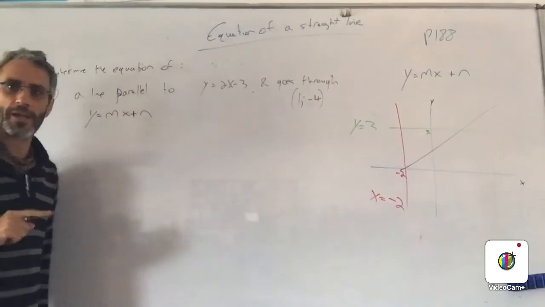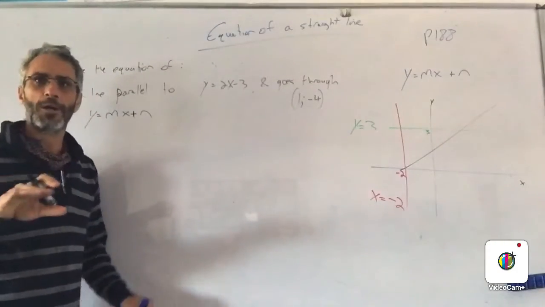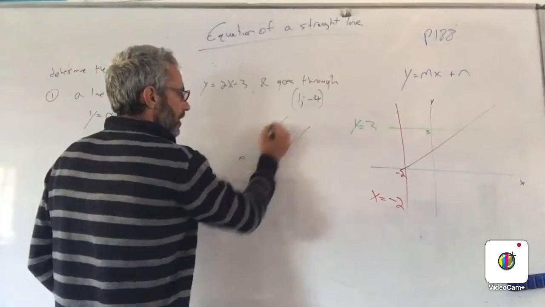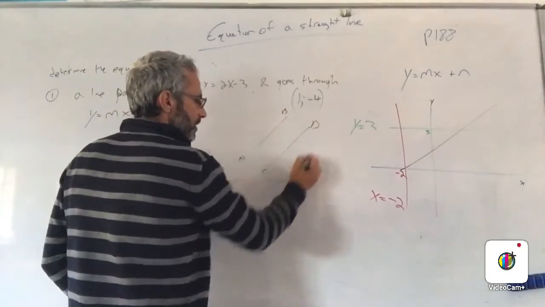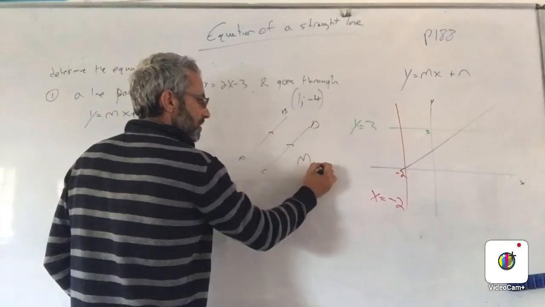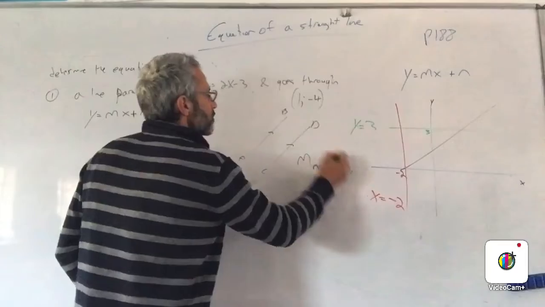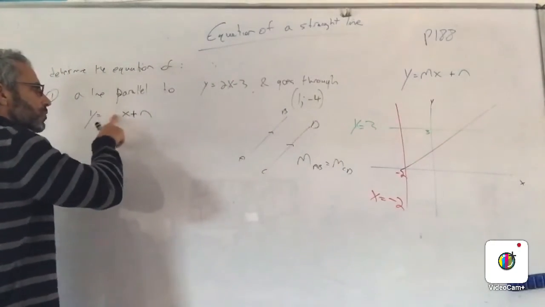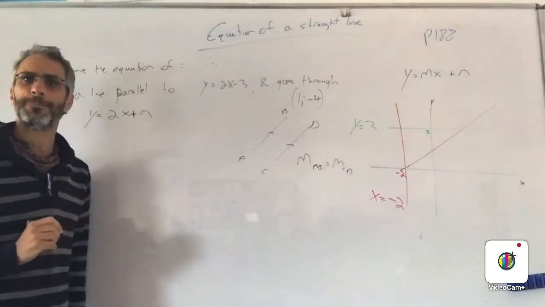Remember in the last lesson, which we did in video, I reminded you that if we have two lines that are parallel, AB and CD, that means that their gradient is the same. So if the gradient here is 2, then the gradient of this one is also going to be 2. Are we happy with that?